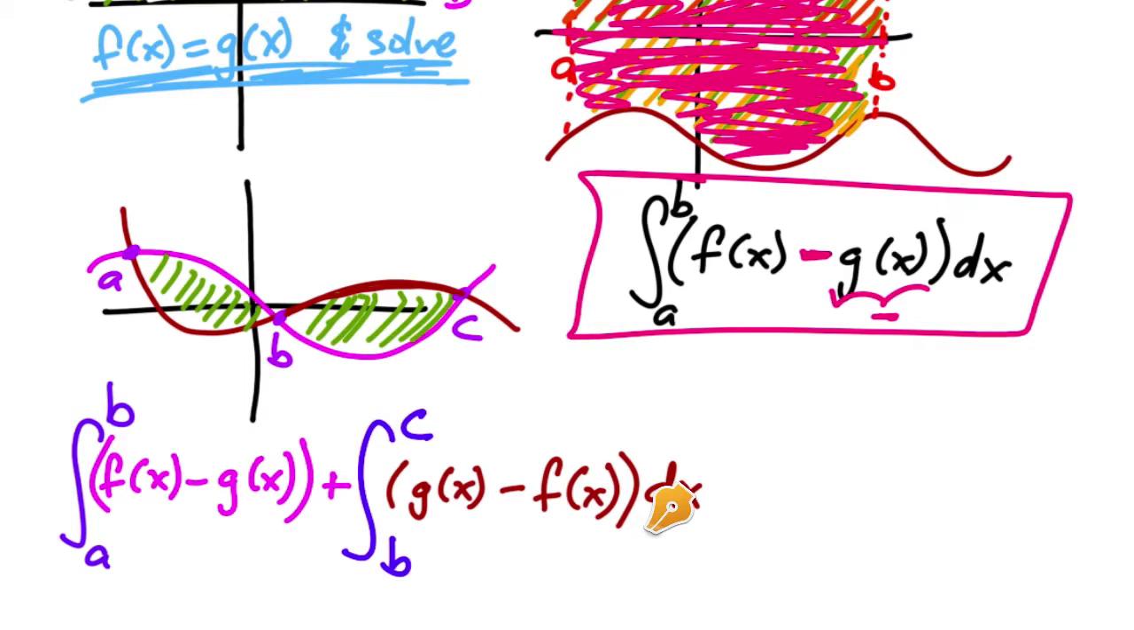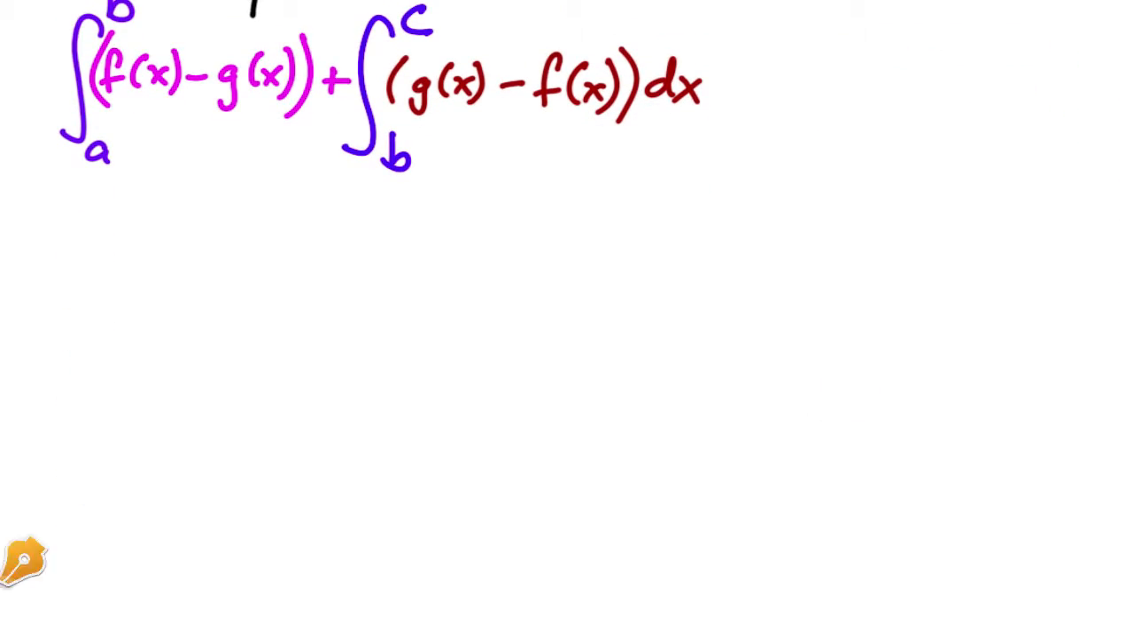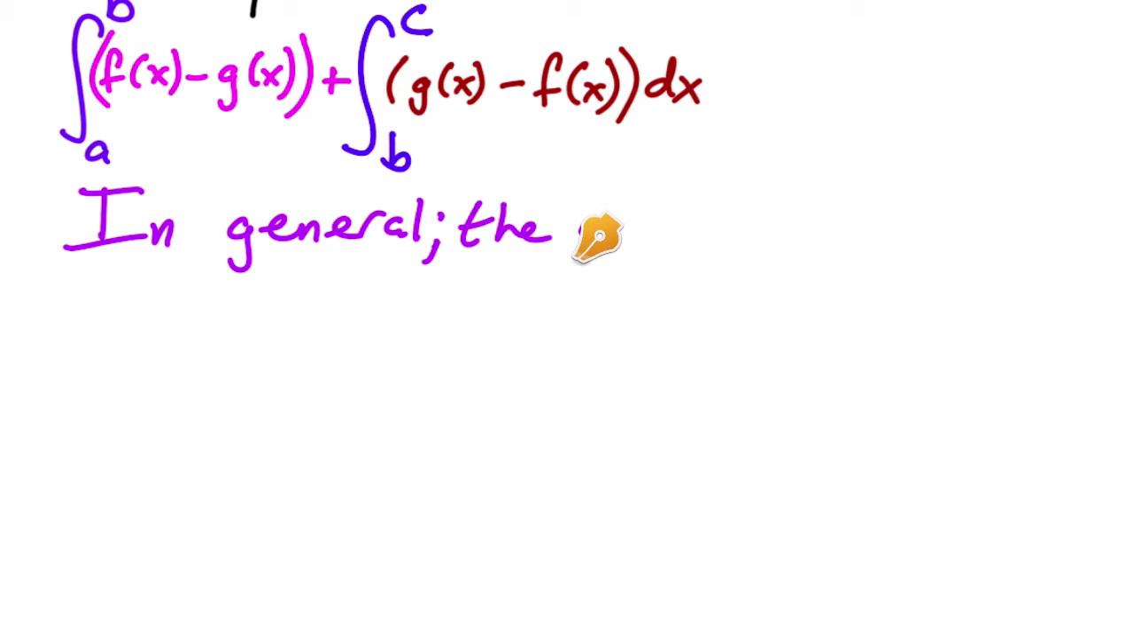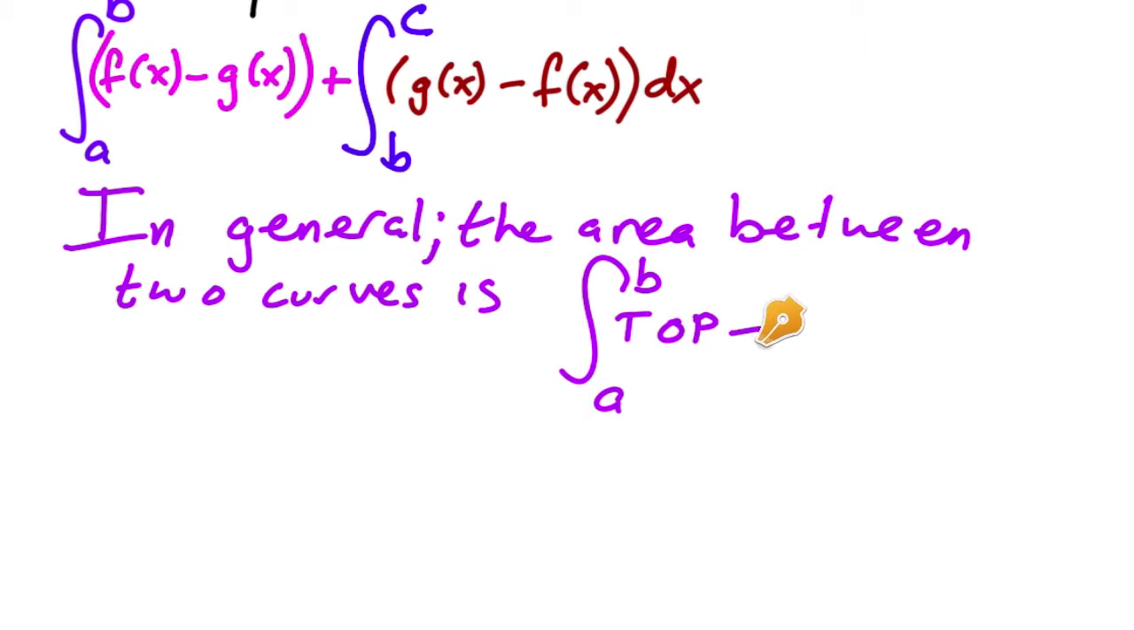So what we say is that in general, the area between two curves is the integral from a to b of top minus bottom.